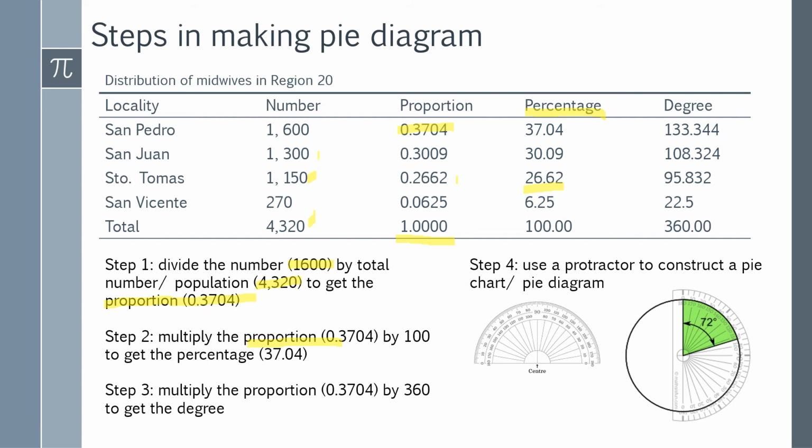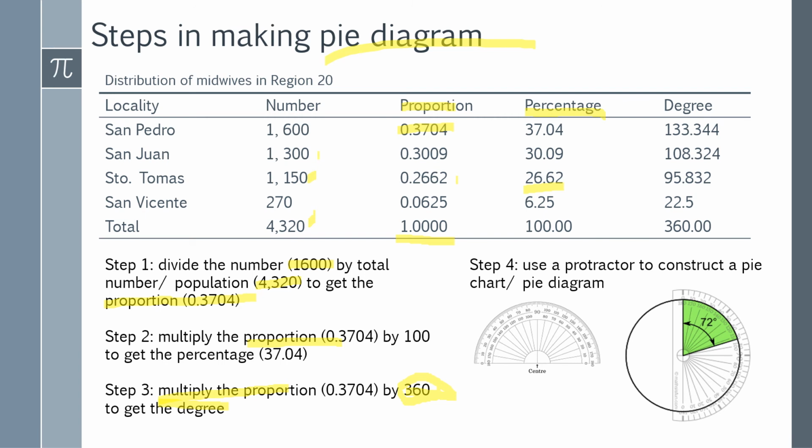Step number 3 is to multiply the proportion by degree, or to multiply the proportion by 360 degrees. You might be wondering, no, kung bakit 360. 360 degrees, no, ito yung measurement natin ng isang buong circle. Take note, we are constructing a pie diagram or a pie chart. And of course, a pie diagram or a pie chart is a circle. Okay? Kaya we need to multiply by 360. Okay? In your step number 3, we multiply the proportion, okay, by 360.